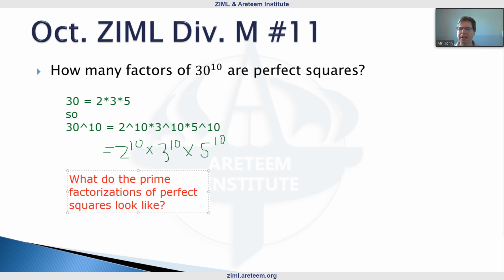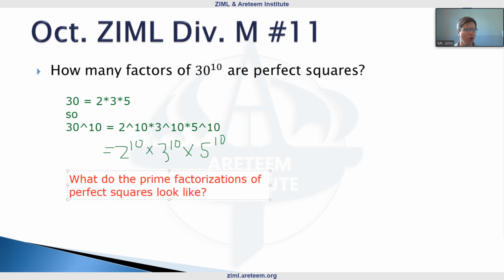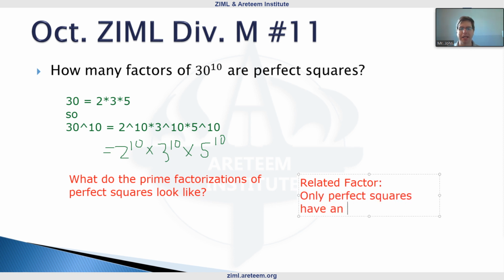Does anybody know the pattern, or how things look in terms of the prime factorization of a perfect square? What happens for those numbers? This is related to some other facts that I'll type out in a second. A related fact that's helpful: only perfect squares have an odd number of factors. So that is related to this in a very real way as well.